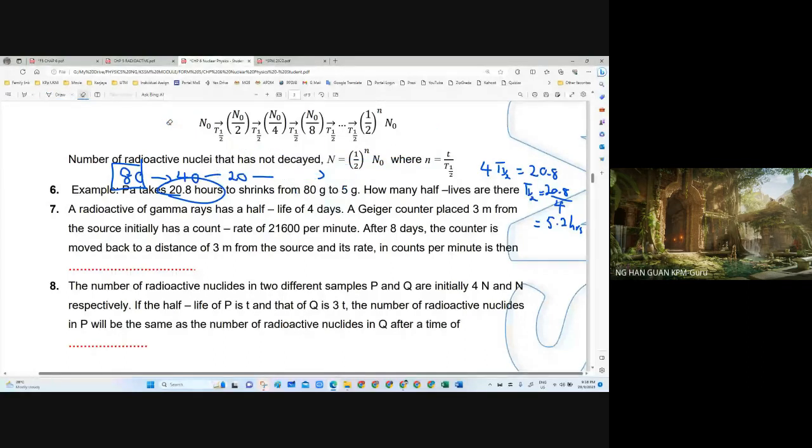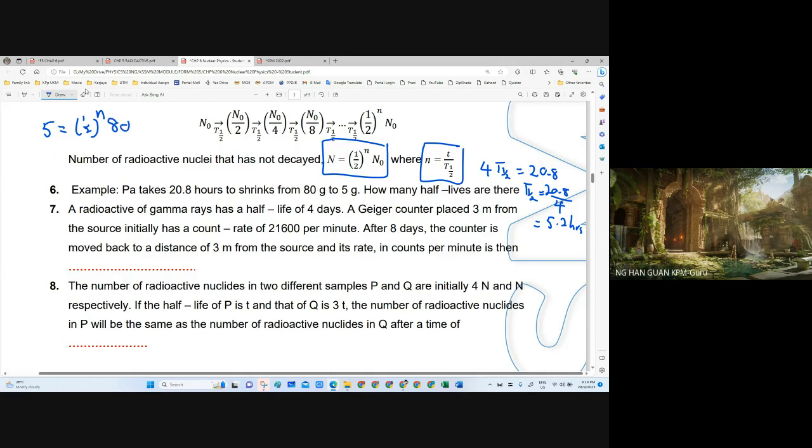Okay, 5.2 hours. So if you want to try applying the formula, how to apply it? The formula will be given in the exam formula list. This is the formula. The final N is 5, and then (1/2) to the power n, where n you don't know, and N naught is 80 gram. So from here you have to apply your log. Then you will find n. By right, n will equal 4. You get n equal to 4 when you apply the calculation.